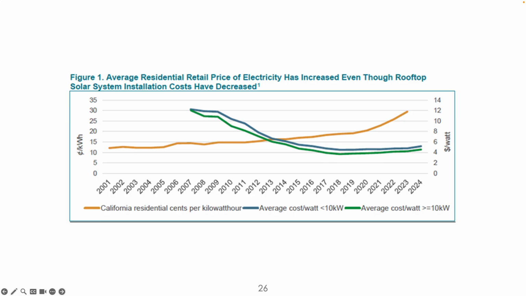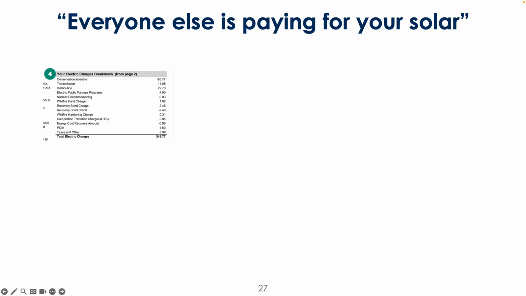Yeah. This is maybe a little rehash of what we had discussed before, right? But the average residential retail price of electricity has increased even though installation costs have decreased. And this is kind of alluding to this issue with NEM that we have been discussing, right? Everyone else is paying for your solar.